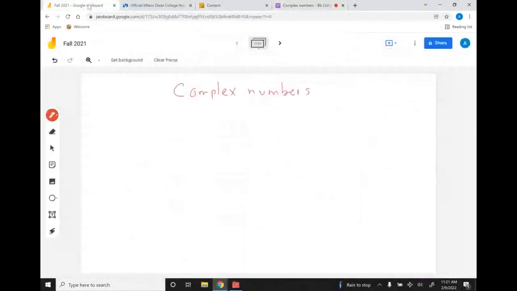Good morning, everyone. Today we're going to talk about complex numbers and how to add them, multiply them, subtract them, and divide them. Okay, so I'm going to start with showing you what a complex number looks like.